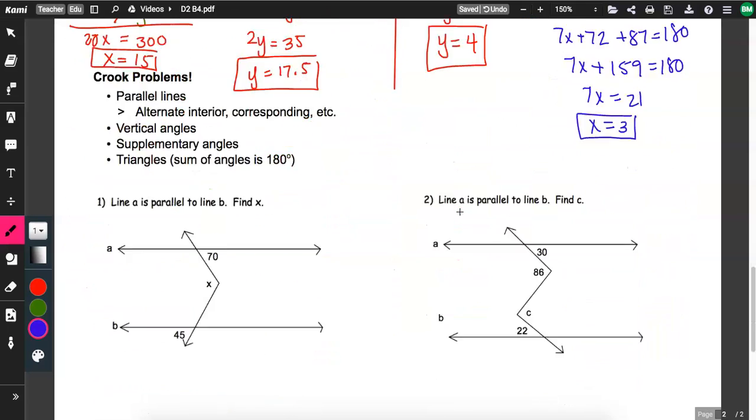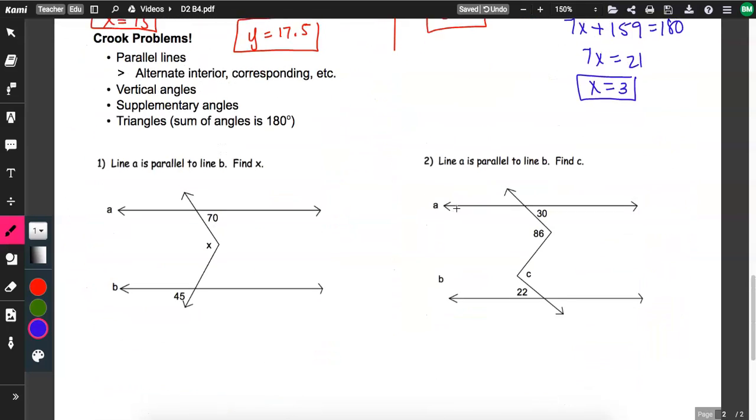So our last set of examples together. These are called crook problems. You ever hear like the crook of your elbow or something like that? It's kind of a bend. So you'll see some parallel lines, but then instead of just a regular transversal, weird crooked lines.